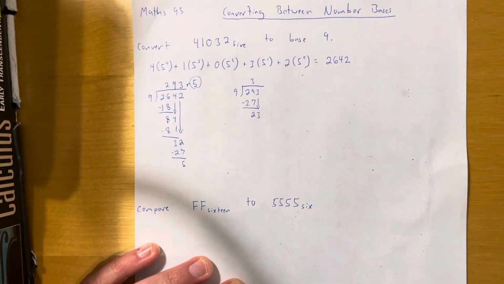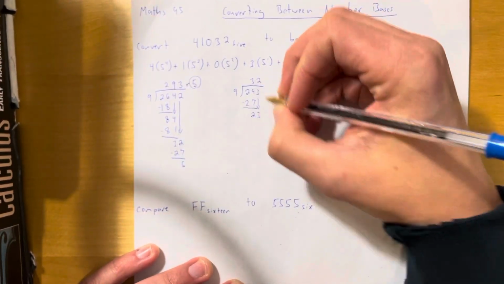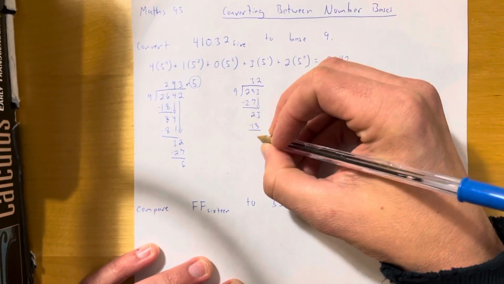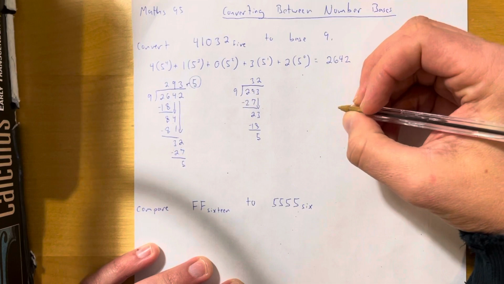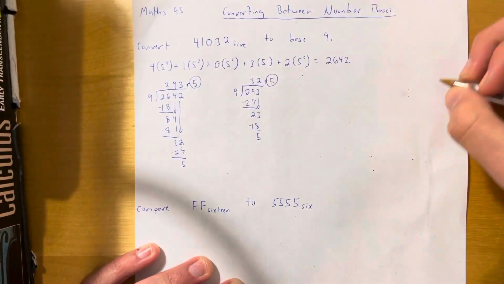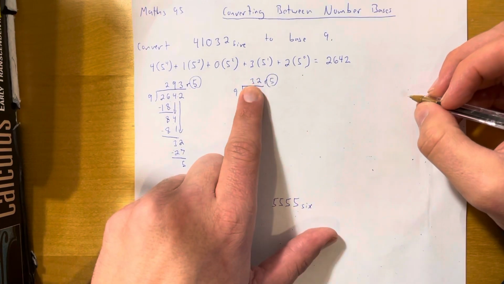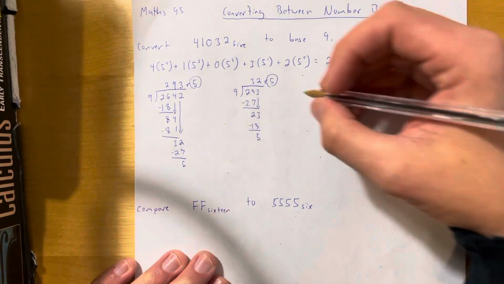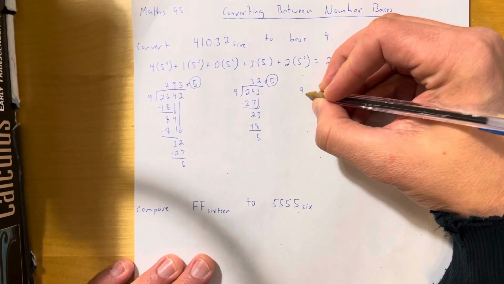Bring down my 3. 9 goes into 23 2 times. 2 times 9 is 18. Subtract again. This will give me 5 again. So I'm going to have another remainder of 5. Okay. Now the quotient here is still larger than 9, so I'm going to continue doing this division.